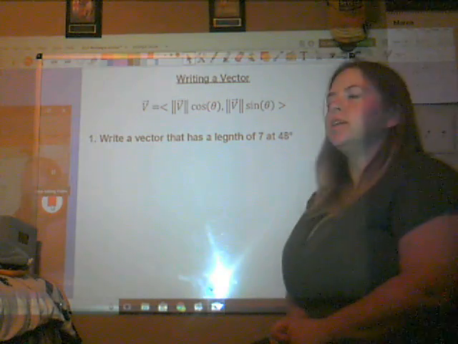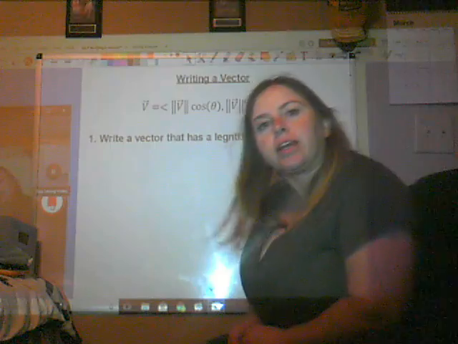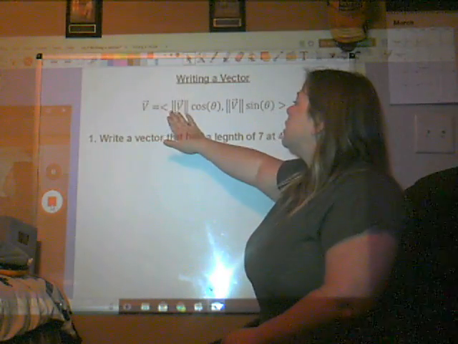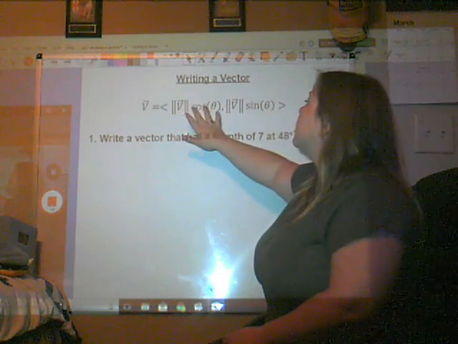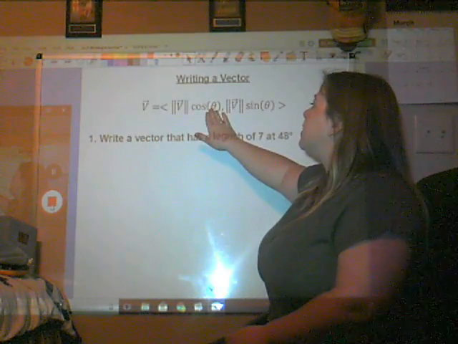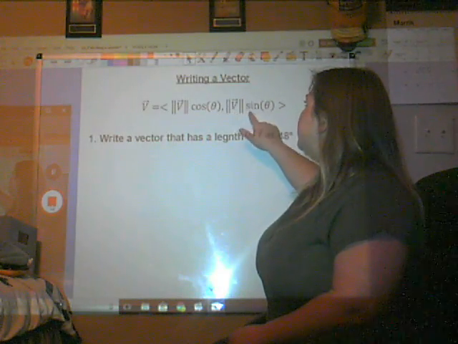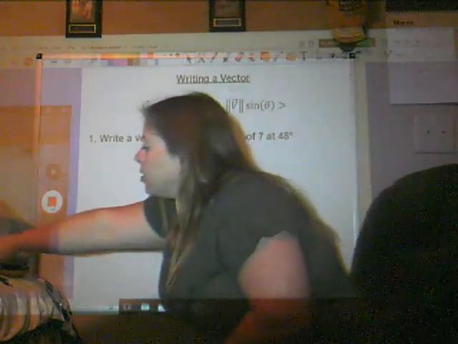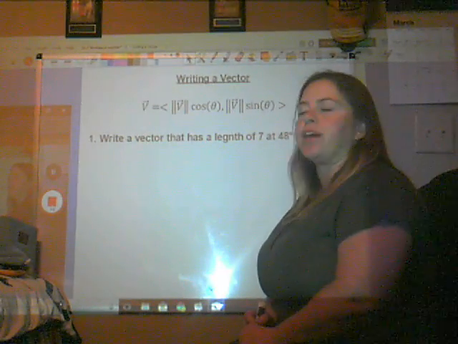Okay, today we're going to look at writing a vector. So the formula for writing a vector is vector v equals the magnitude of vector v, which is the length, times the cosine of theta, or your angle, comma, the magnitude of vector v times the sine of theta, which is your angle.